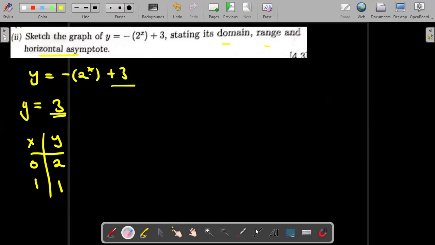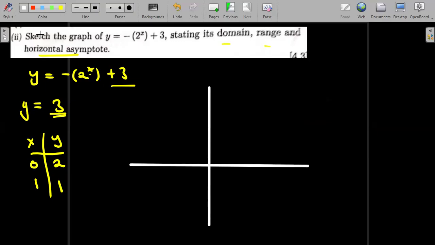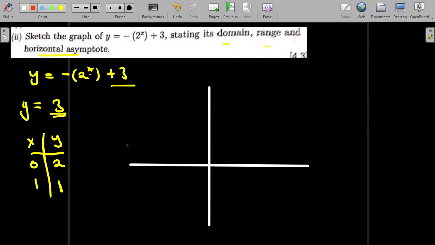So to sketch this graph, let's draw our x, y plane like that. Okay, so from here now, you must first indicate your asymptote. So your asymptote is y equal to 3. So y equal to 3, meaning this point here, we have no value corresponding to this one. So it's like that.